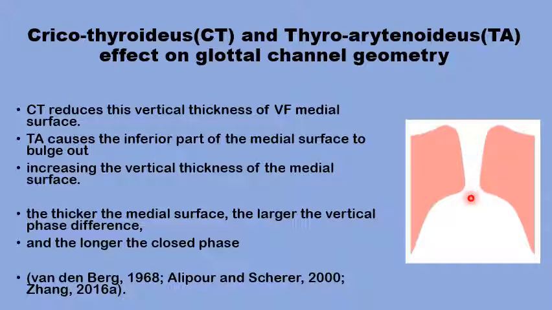The cricothyroid muscle would tend to stretch the edges of the vocal fold and reduce the vertical thickness of the glottal canal. On the other hand, the thyroarytenoides muscle would increase the vertical depth of the medial ends of the vocal folds and also increase the medial bulge of the inferior part of the medial ends of the vocal folds during phonation. This increase in the depth of the vocal folds and the medial bulge would both increase the duration of the closed phase and the contact phase during phonation.